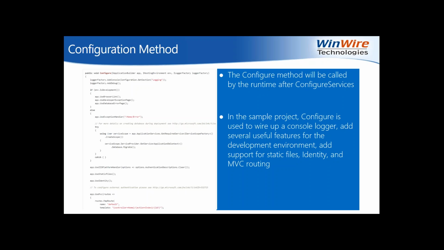You can set the default route of your MVC application in the configure method and add other things, such as how you do exception handling, where you can add a path for the error, and how you do logging for your application. All these can be configured in your configure method.